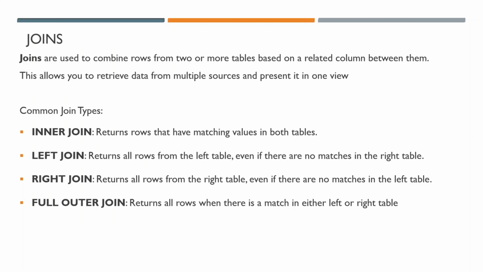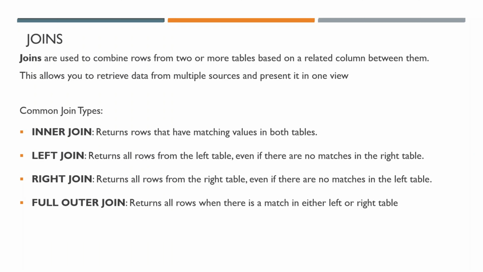Joins are used to combine rows from two or more tables based on the related columns between them. They also allow you to retrieve data from multiple sources and present it in one view, right? Imagine you have data from different places and you are trying to present that in one view. The common join types that we have are inner join, left join, right join, and then full join, or we can call it full outer join, right?